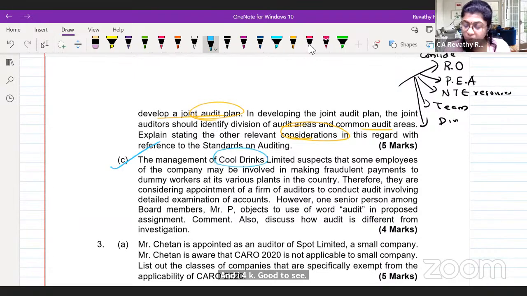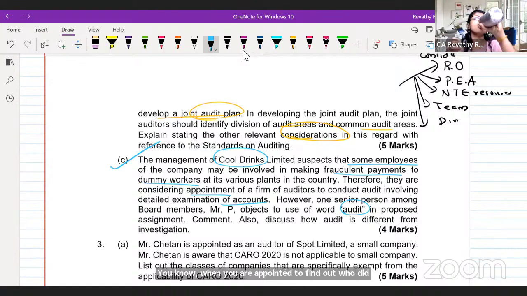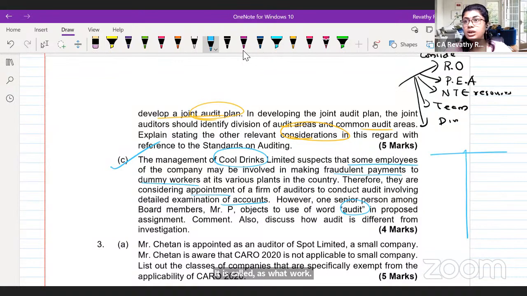The management of Cool Drinks Limited suspects some employees may be involved in fraudulent payments to dummy workers. Therefore, they are considering appointment of a firm to conduct an audit, a detailed examination of accounts. However, one senior person among the members objects to the use of the word audit. When you are appointed to find out who did the fraud, is it an audit? It is called what work? It is called investigation. Okay.